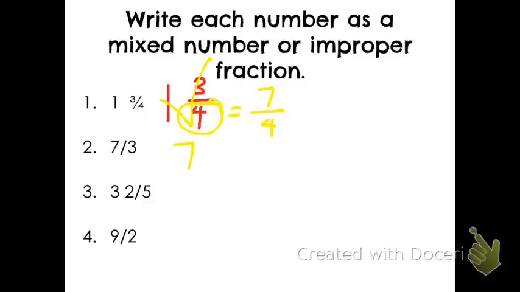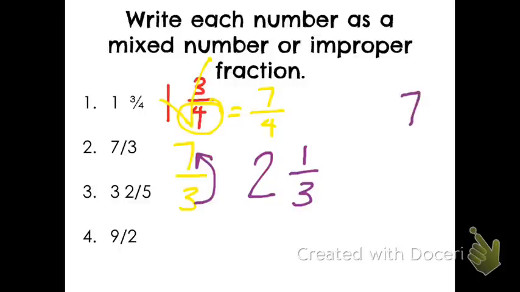So now I have 7/3. Some of you can look at this without having to write out any sort of a division problem. You can look and see that 3 goes into 7 2 times, because you know 3 times 2 is 6. So you would have a leftover of 1, and so you would end up with 2 1/3.